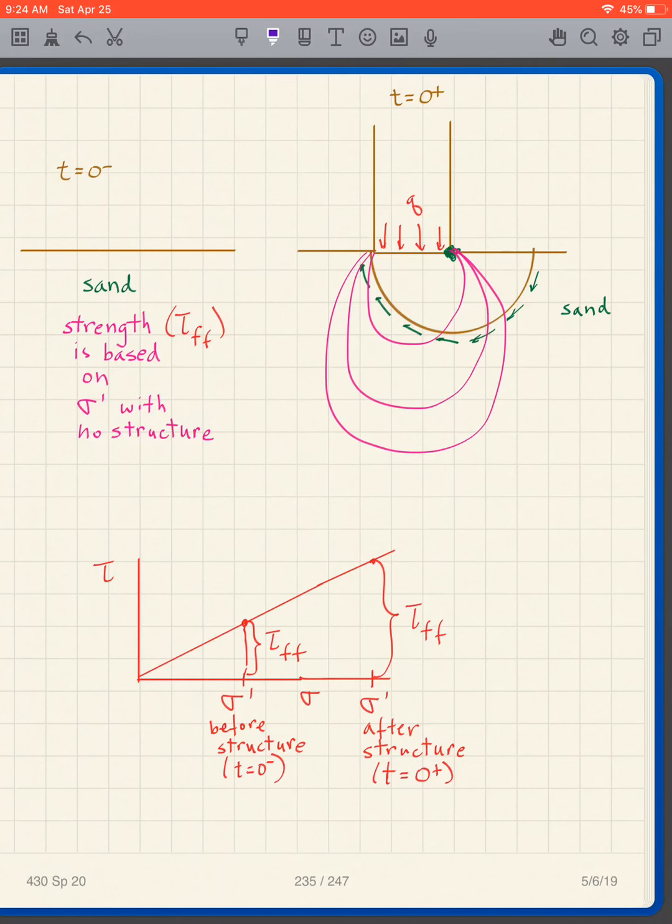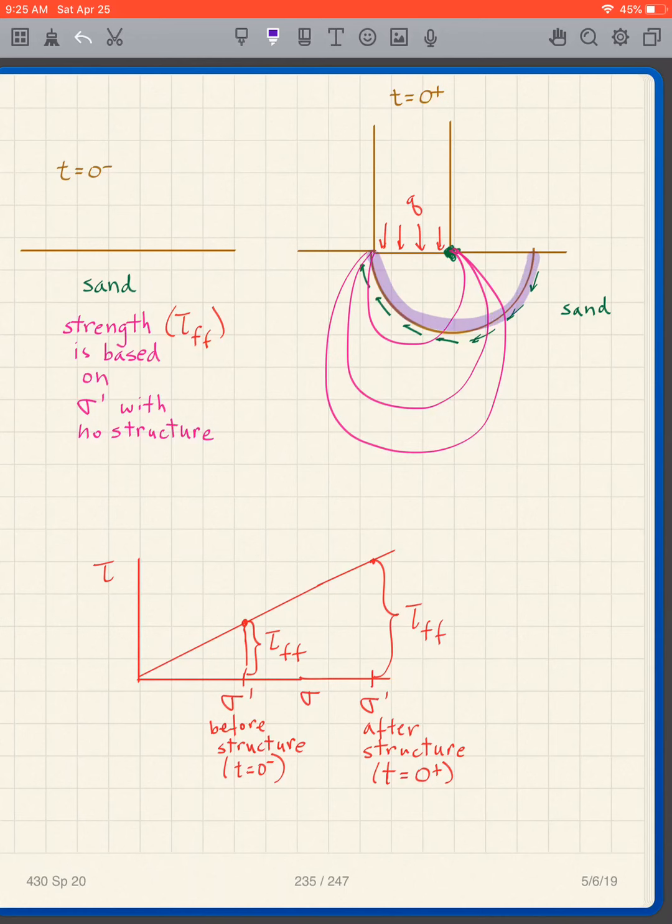Now, what does that mean? For instance, let's say I have sand here. Here's my t equals 0 minus situation. I don't have any structure there. At t equals 0 plus, what happens? I have my structure in place. And what do I know? Well, when I have my structure in place, then I have my pressure bulbs here. So I can determine the stresses at various points in situ. And what I'm concerned about is this potential shear plane here.